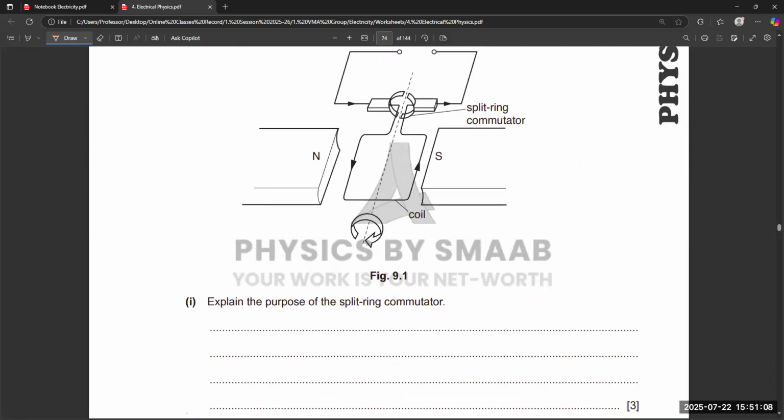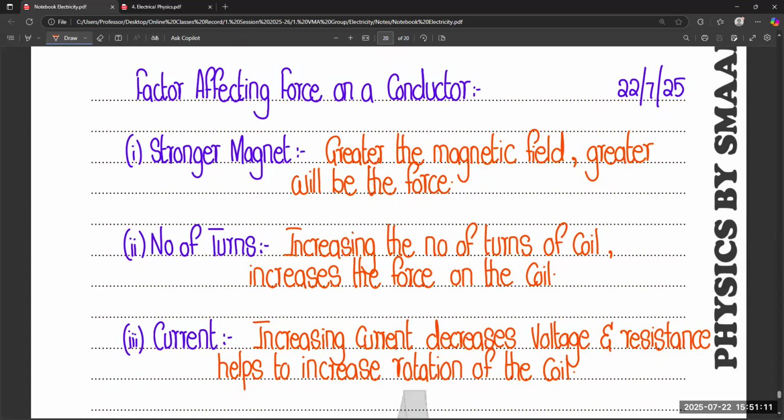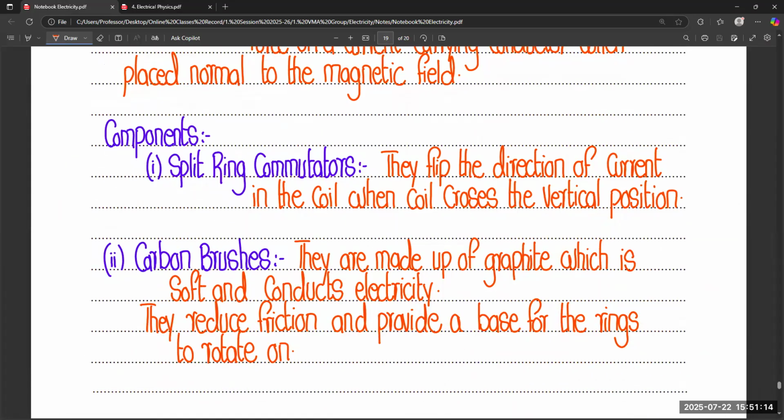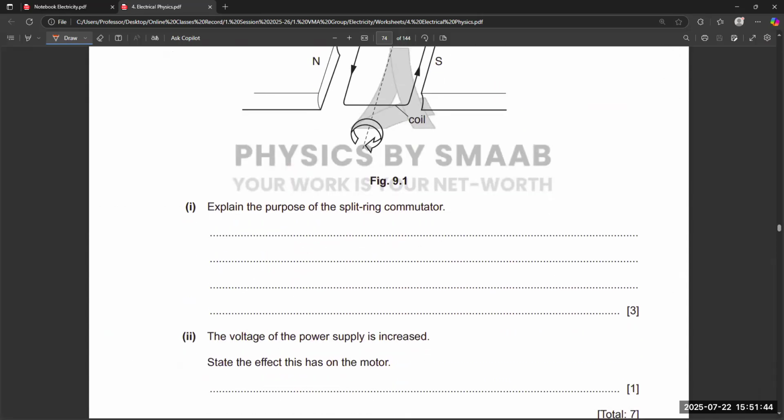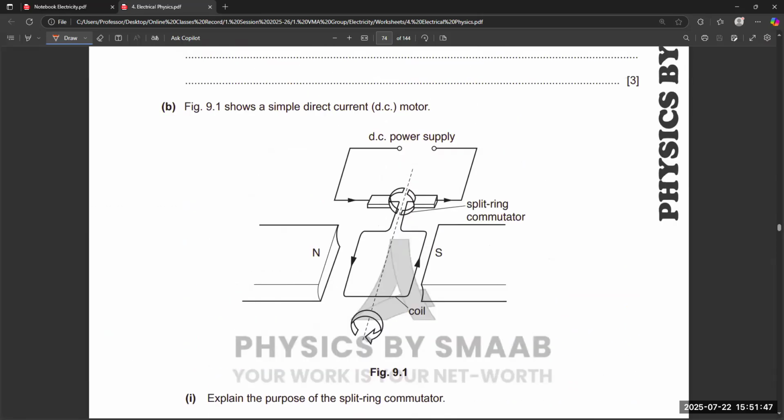Explain the purpose of the split ring commutator. We discussed in the notes that the split ring commutator helps to flip the direction of current in the coil when the coil crosses the vertical position. And why vertical position? Because in the vertical position there will be no current. So when there is no current, no force is acting on the coil, and the coil rotates because of inertia, not because of force. So that is the concept of the split ring, right? These are the types of questions related to the DC motor concept.